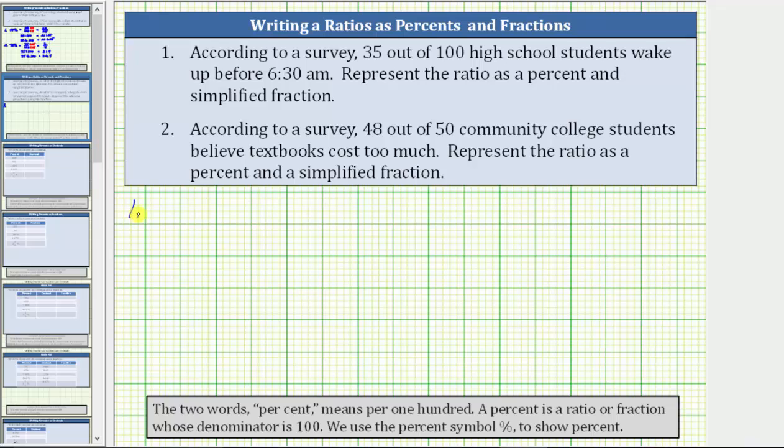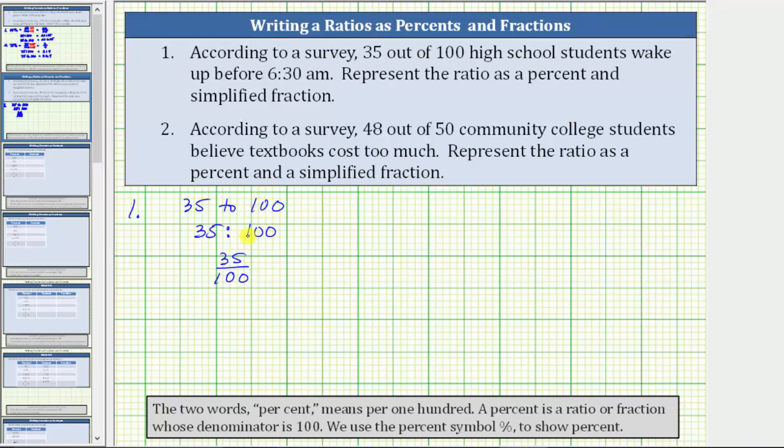For number one, we can write 35 to 100 using the word "to." We can also write a ratio using a colon as 35:100, or as a fraction as 35 over 100. Typically, it's easier to work with ratios when we write them in fraction form.